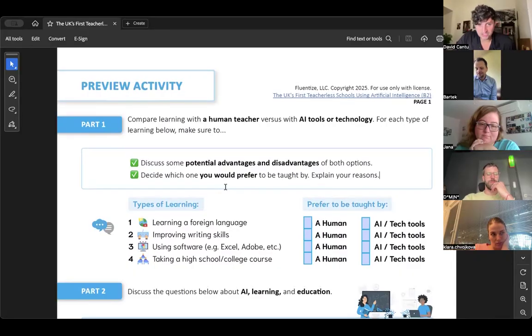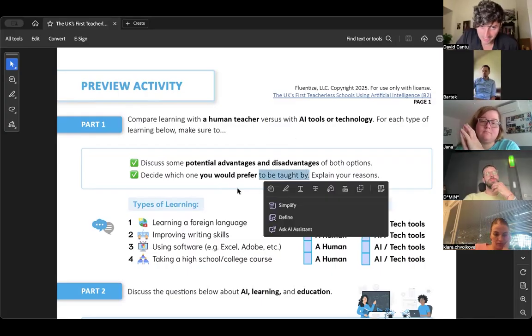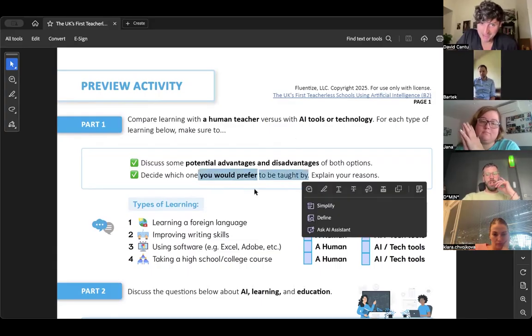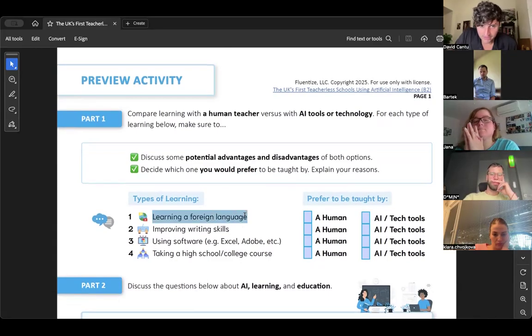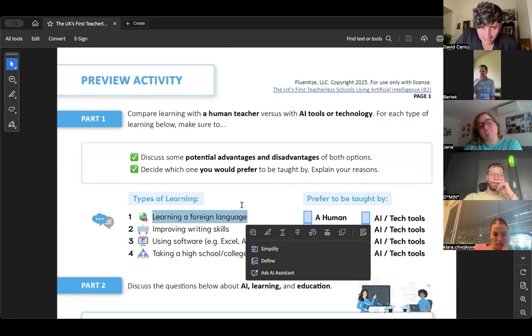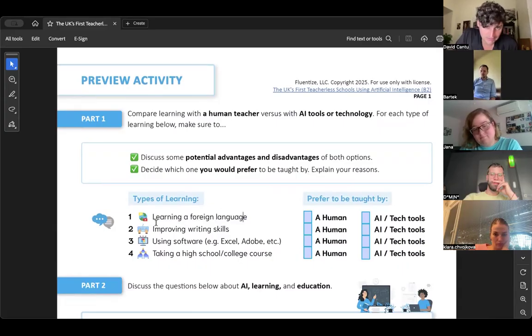So here we're basically just going to compare learning from a human teacher and learning from AI, right? Pluses and minuses, pros and cons, and then try to use this: I would prefer to be taught by. That's the passive tense, right? And then talk about learning a foreign language. A lot of you like foreign languages, you speak several languages. What about your writing skills?